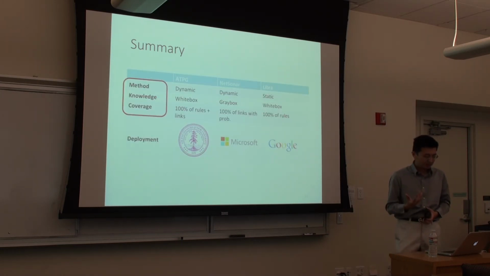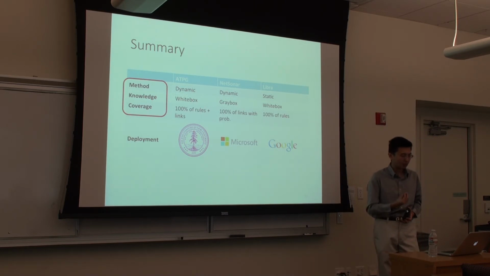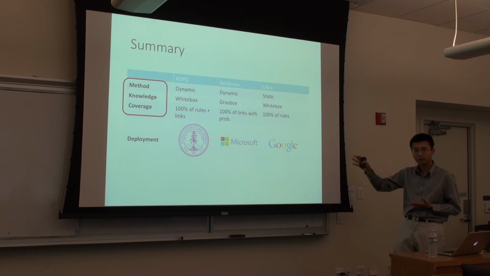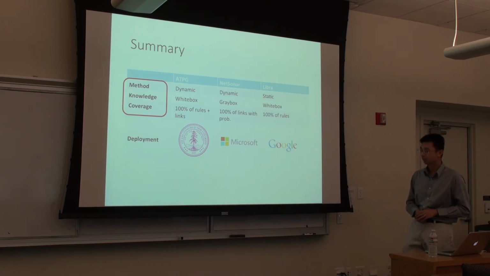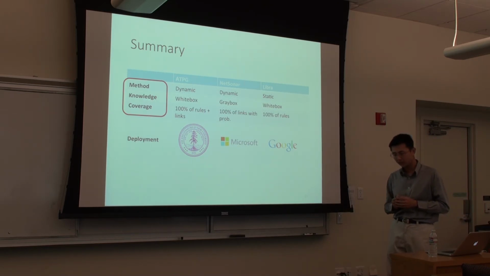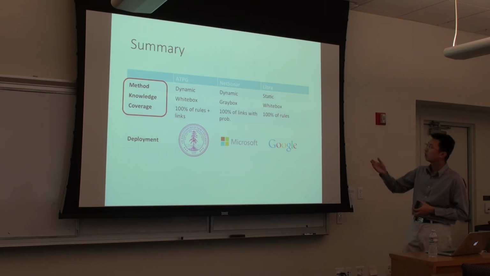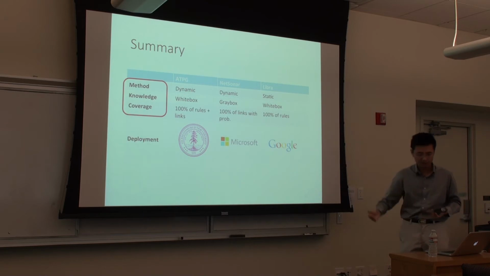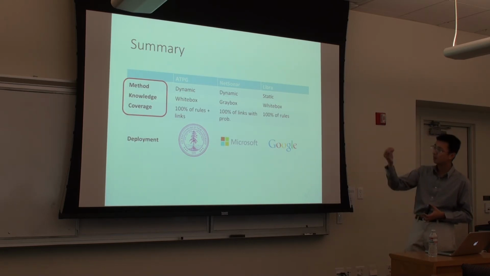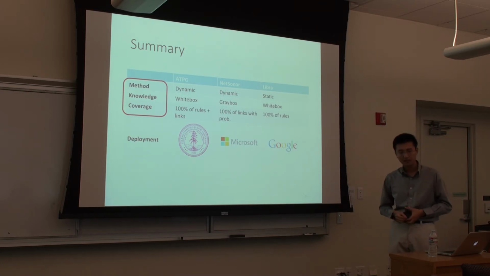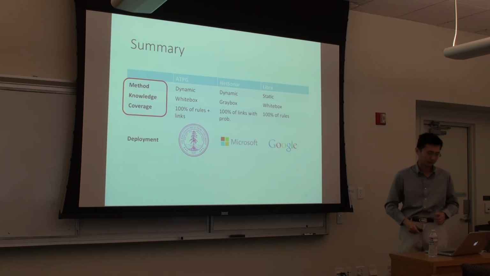So from another perspective, the three systems described here explore different design spaces in three dimensions: method, knowledge, and coverage. And all of them have been deployed to production networks. But I need to mention that there's no one-size-fits-all solution for network applications. For example, using Libra for the Stanford network is clearly overkill because of the small size of the network. And we cannot apply ATPG to MSN directly because of the unknowns in the data plane.